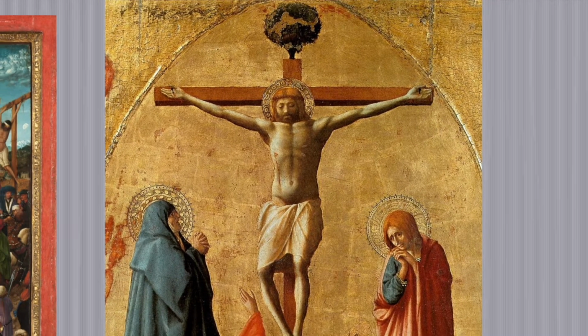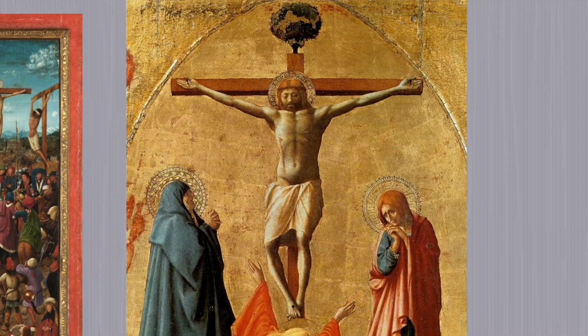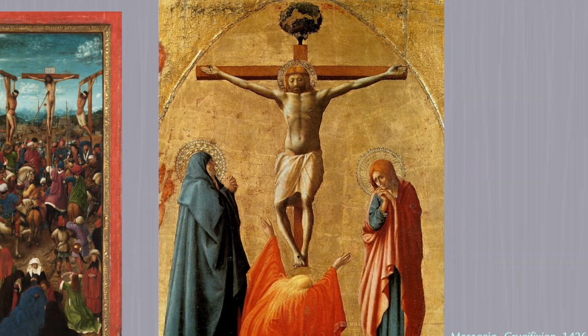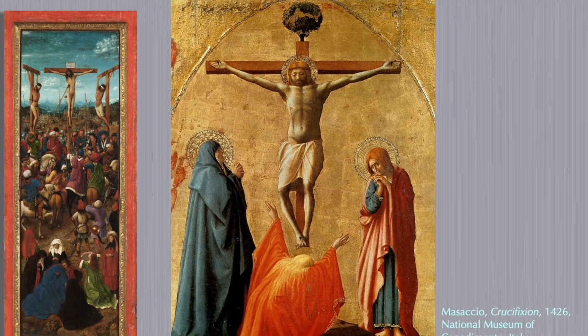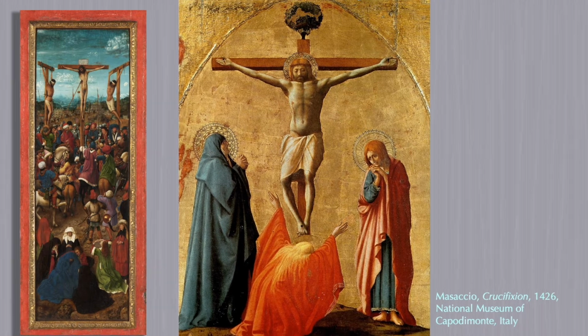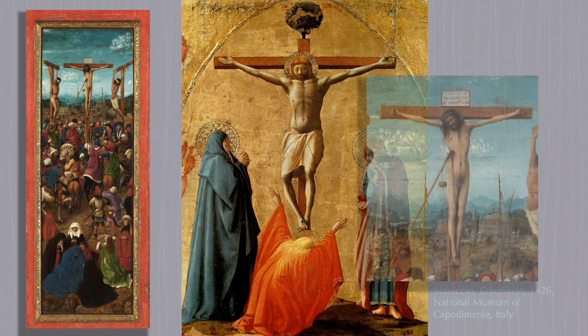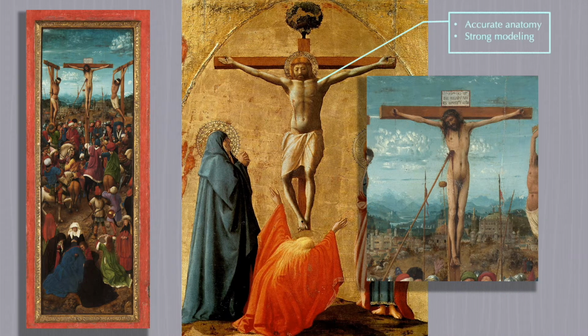Masaccio, again, who we saw was the master of linear perspective. Let's look at this crucifixion by him. Linear perspective was not his only gift to European painting. He also brought back the art of human anatomy. If we compare with Van Eyck, we see that the modeling of Jesus' body is a lot more sophisticated and precise and more realistic also, as a matter of fact.